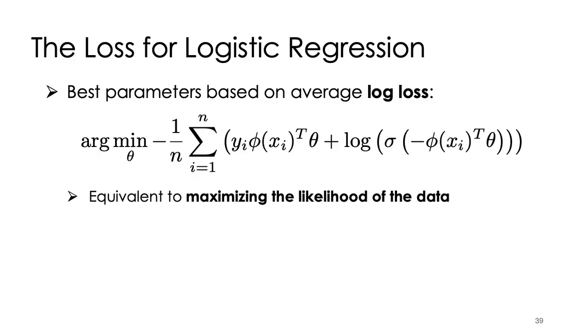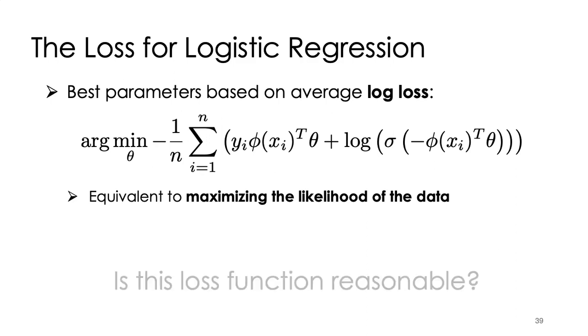Now we have a logistic regression model and a log loss function. And we know that applying this log loss function is equivalent to maximizing the likelihood of the data. The loss function looks a little alarming, and so it's a good idea to examine exactly what it is in the context of an example and see if it does something sensible.